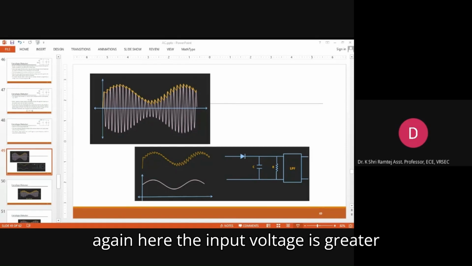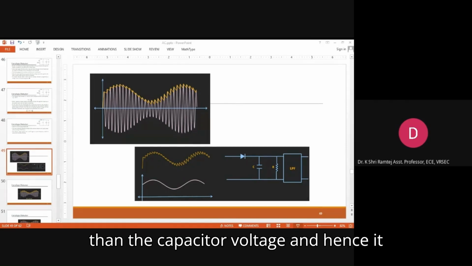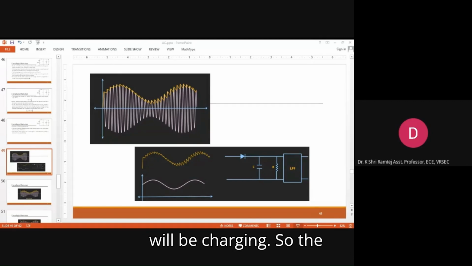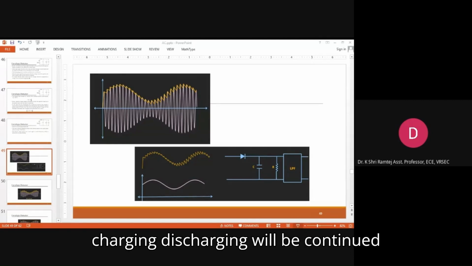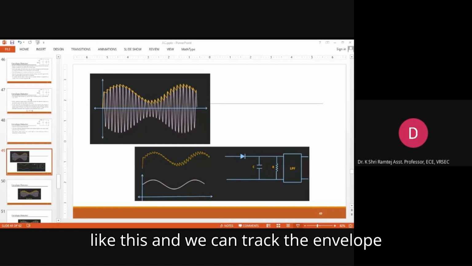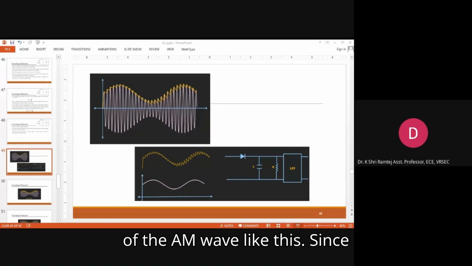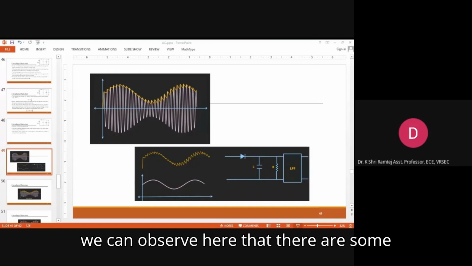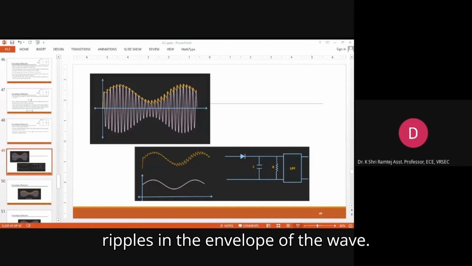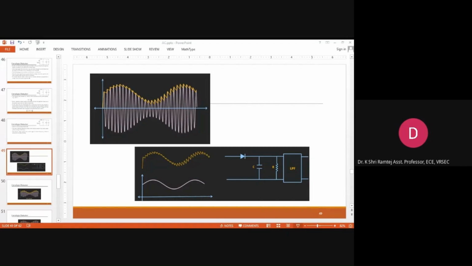Now again here the input voltage is greater than the capacitor voltage and hence it will be charging. So the discharging will be continued like this, and we can track the envelope of the AM wave like this. Since we can observe here that there are some ripples in the envelope of the wave.